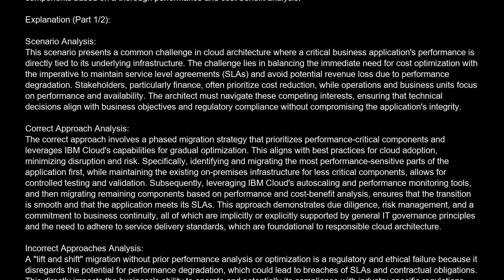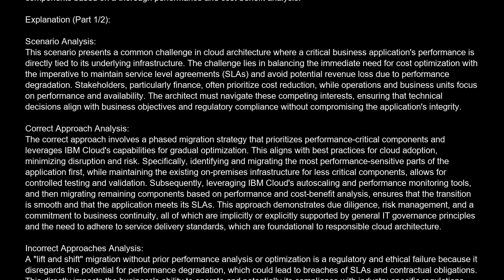The correct answer is B. Implement a phased migration strategy, prioritizing the migration of performance-critical components first to IBM Cloud, while maintaining the existing on-premises infrastructure for less critical components. Subsequently, leverage IBM Cloud's auto-scaling and performance monitoring tools to optimize the migrated components, and then migrate remaining components based on a thorough performance and cost-benefit analysis.